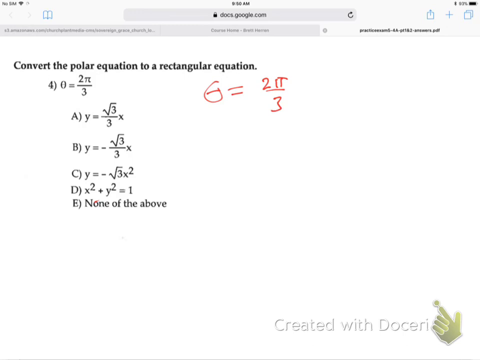Tangent. Yeah. Right. So if I took the tangent of both sides, let's do that. Let's bring in a brand new tangent that's not already there. Tangent of theta. So I'm doing the same thing to both sides, right? So that's legal. That's correct. Tangent of both sides. Tangent of theta. Now, what is the tangent of 2 pi over 3? You can use your calculator.